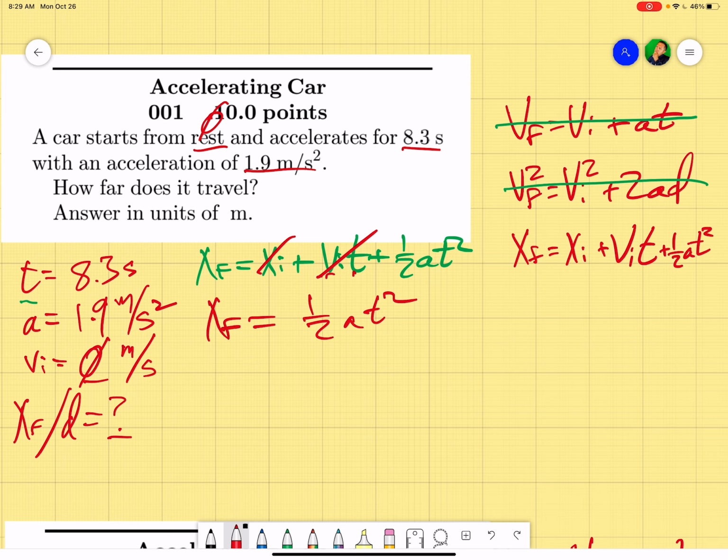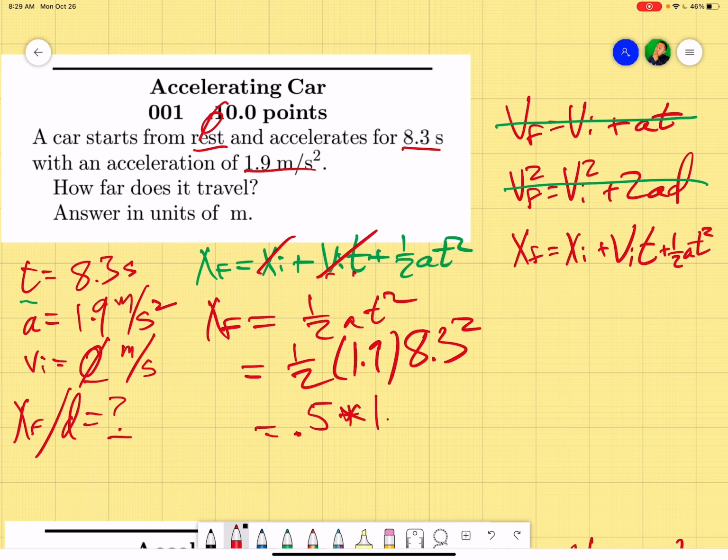All right? So now we can plug it in. 1/2 a is 1.9 and t is 8.3. Okay, notice that the t is the only thing squared, not the whole thing. Okay, if you had to put it in a calculator in one line, you do 0.5 for the 1/2 times 1.9 times your 8.3 squared, and you'll get the right answer.